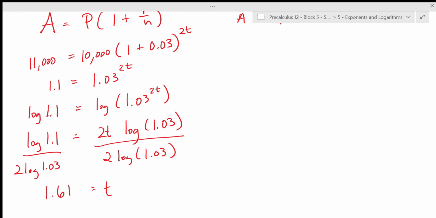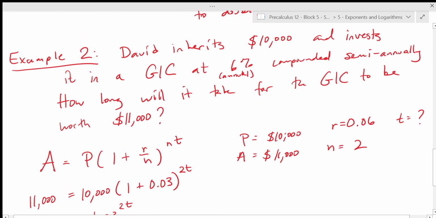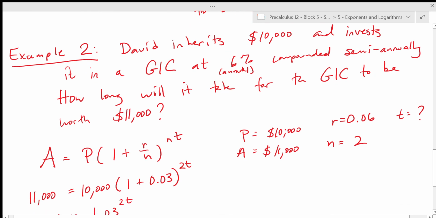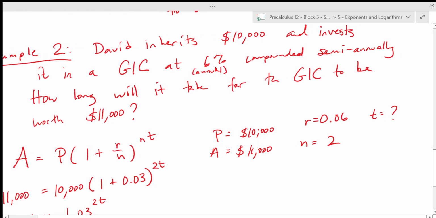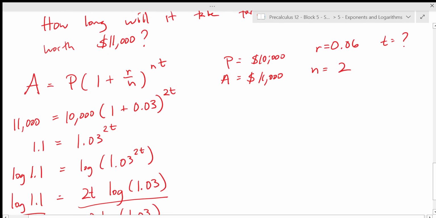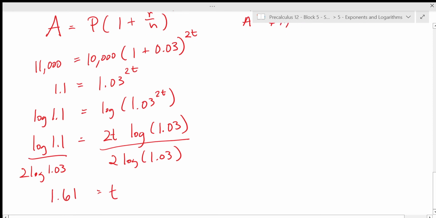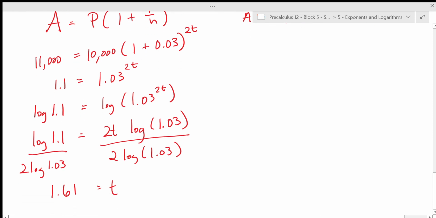Now, to answer the question, we actually have to go back and think logically, because you're not going to be able to invest something for 1.6 years. So you get your 3% payout after every 6 months if it's compounded semi-annually. But if you have it in 1.61 years, that means it won't quite be $11,000 at that 6-month mark. So in order for it to be $11,000 or more, you would have to actually wait for 2 years. So we're going to answer this.